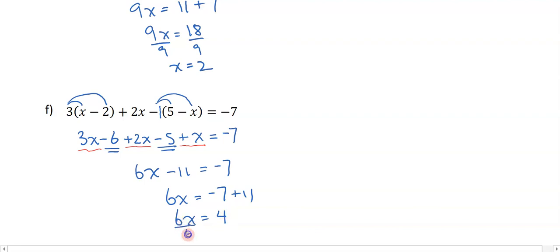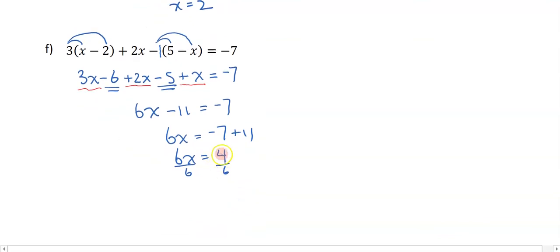Divide both sides by 6. Always make sure it's the number in front of x you're dividing by. It's not always going to be the bigger number divided by the smaller number. This answer is going to be a fraction. It's going to be less than 1. I'm going to reduce it to lowest terms. My answer is 2/3.